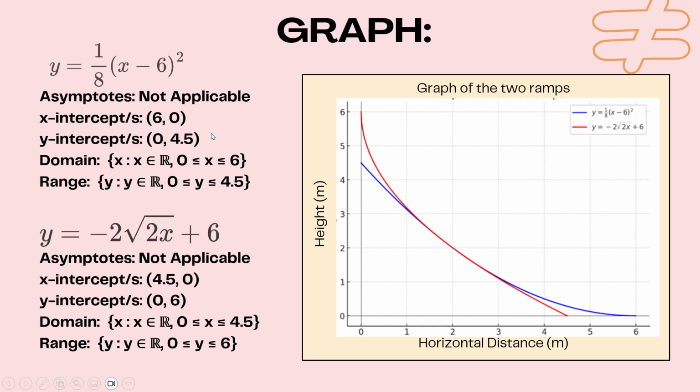For the first graph, the domain is x such that x is an element of all real numbers from 0 to 6, and the range is y such that y is an element of all real numbers from 0 to 4.5. Then, for the inverse, which is Brielle's new ramp, the domain is x such that x is an element of all real numbers from 0 to 4.5, and the range is y such that y is an element of all real numbers from 0 to 6.